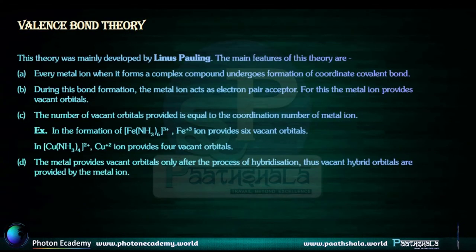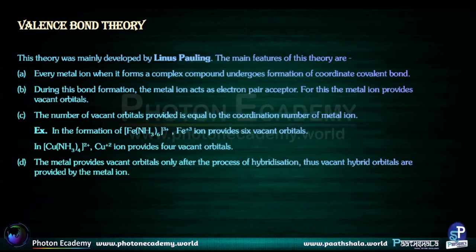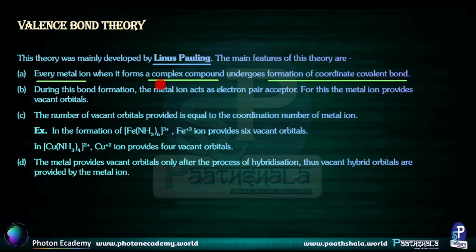The valence bond theory. This theory was mainly developed by Linus Pauling. Let's understand the main features of this theory. Every metal ion, when it forms a complex compound, undergoes the formation of coordinate covalent bond. That means during the formation of a complex compound, we are going to witness the formation of a coordinate covalent bond.